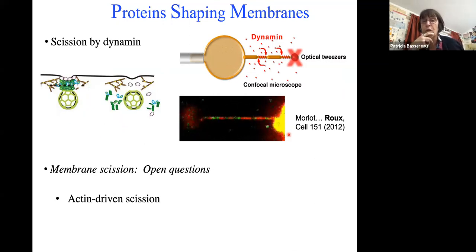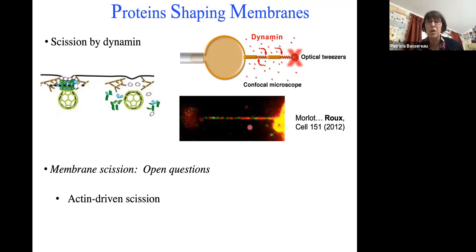Using this tube pulling assay, Aurélien Roux has been able to study how dynamine can be recruited on a curved membrane, mimicking the neck of this bud here. You can see here the dynamine in green is recruited on the tube. And in the presence of GTP, you can see that the dynamine assembly is able to cut the tube. The tube is cut in two pieces at the end of the day. I'm not going into the mechanism, but with this assay, Aurélien and theoreticians have been able to propose a mechanism for fission.